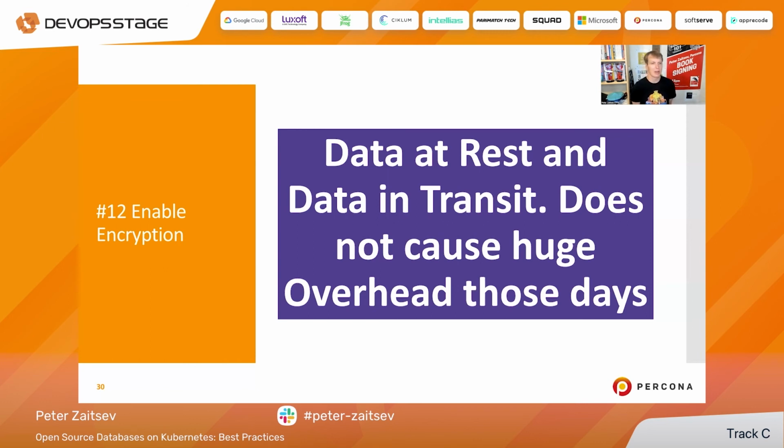It will slow things down many times. Things have evolved since that, right? And modern CPUs, modern libraries, they really make encryption very cheap if configured properly. And I would encourage you to configure that, especially for sensitive databases. It's better to be safe than sorry.